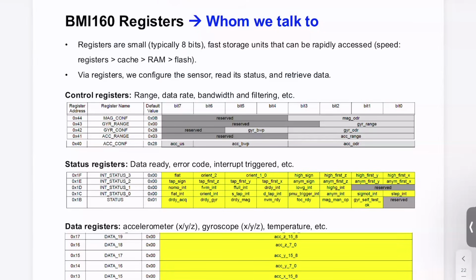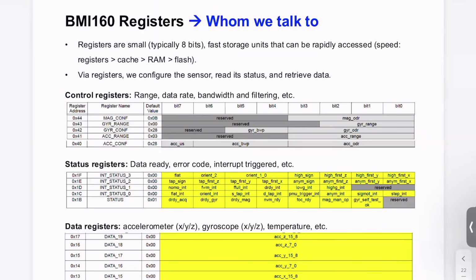So they are control registers. For example, there's a register with the address 0x41. This is the register where you configure your acceleration range. You just write some value into this register, then you change the range of measurement.